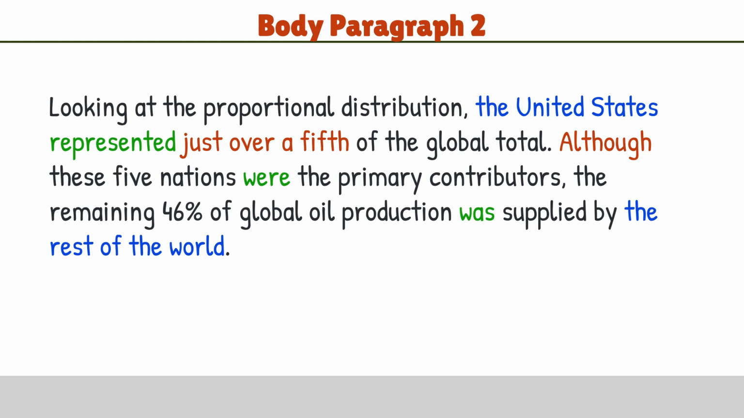Finally, I moved from volume to proportional distribution, shifting the focus to the pie chart. I compared the contribution of the United States with the rest of the world to provide a broader perspective. I used the phrase just over a fifth instead of a precise percentage to demonstrate flexibility in describing data. I also used a complex sentence with although to introduce contrast, which helps improve the grammatical range score.